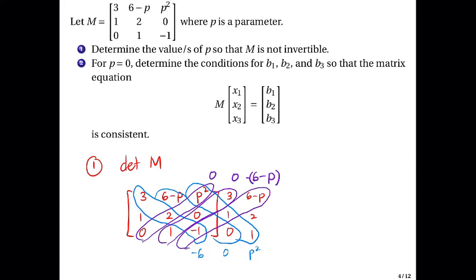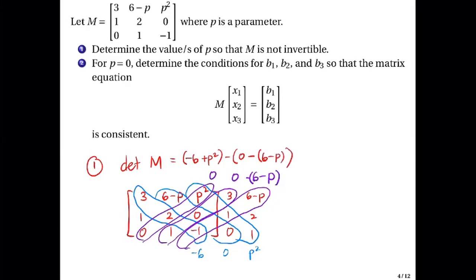So the determinant of M is equal to negative 6 plus P squared minus the quantity of 0 minus quantity 6 minus P. So if we simplify this, we will have negative 6 plus P squared plus 6 minus P. Okay? Minus minus here, they will cancel each other. It becomes plus. So if we simplify this further, we will have P squared minus P.